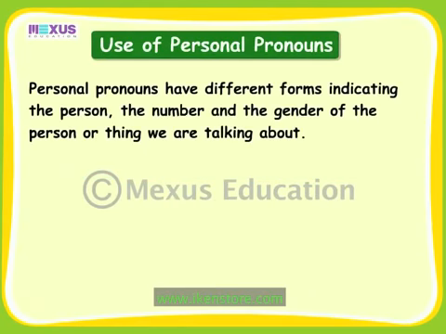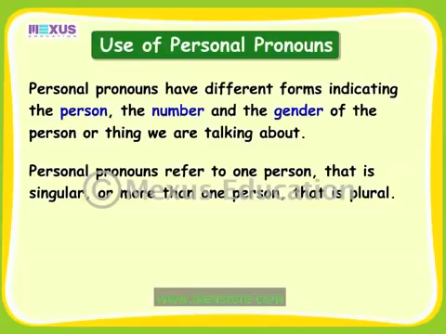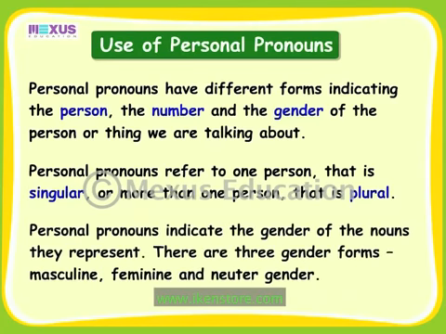We have just seen the different forms of personal pronouns indicating the person, the number, and the gender of the person or thing we are talking about. Personal pronouns refer to one person, that is singular, or more than one person, that is plural. Personal pronouns also indicate the gender of the nouns they represent. There are three gender forms: masculine, feminine, and neuter gender.